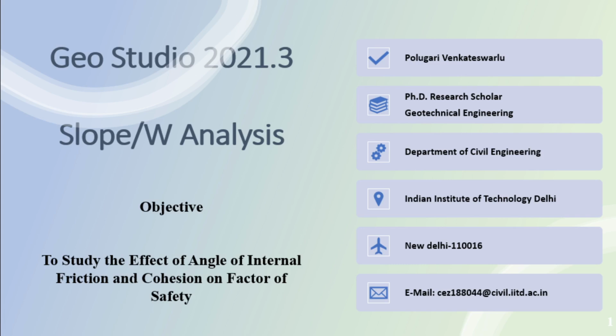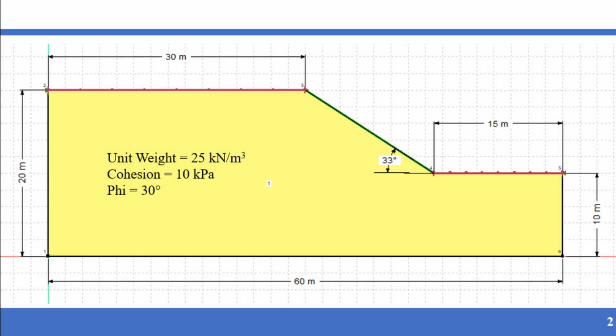In this video, we are going to study the effect of angle of internal friction and cohesion on factor of safety of soil slopes. Here we are going to consider a simple soil slope using GeoStudio 2021.3 version, using the SLOPE/W module. This is the simple slope, 20 meter height and 60 meter width, and the slope angle is 33 degrees. Here I am considering a very simple slope without any water table effect.